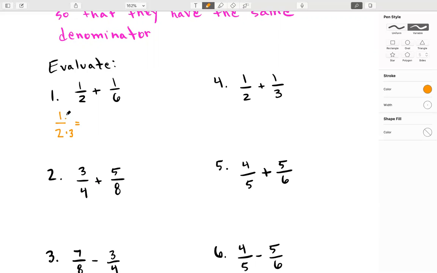And whatever I multiply the denominator by, I have to multiply the numerator by, because I'm really not changing the quantity. I'm just rewriting the denominator. So now we've rewritten this 1/2 as 3/6. Now we can add the fractions. And we don't want to forget to always reduce. 4 can be divided by 2. 6 can be divided by 2 as well.